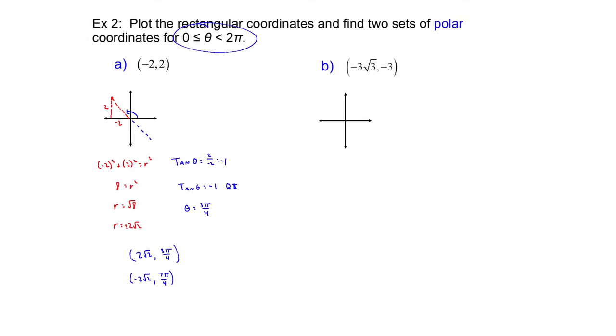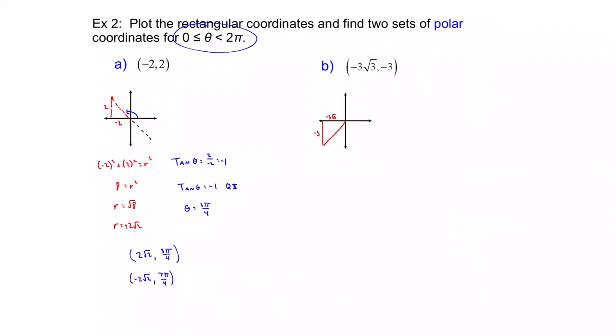Alright, let's take a look at the second one. Maybe pause the video at this point, and now that you've seen it once, go ahead and see if you can do it on your own. This point is located in quadrant 3, so x is negative 3 square roots of 3, and y is negative 3. So we'll do the same thing.